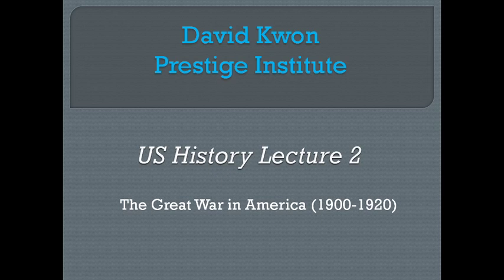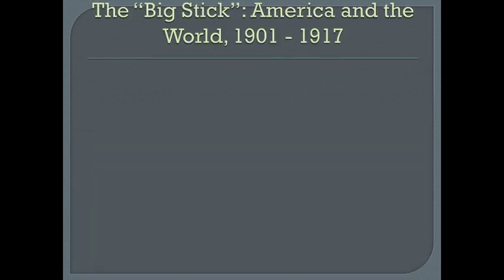Last time we talked about the Progressive Era, which also happened to be from 1900 to 1920, the same time period we're going to talk about today. But we're talking about something completely different today, which is the Great War in America. The Great War, probably more commonly known as World War I, was definitely impactful for America, and that's what we'll be talking about today. So, before we get into the war, we really need to look at America and its relationship to other global nations.